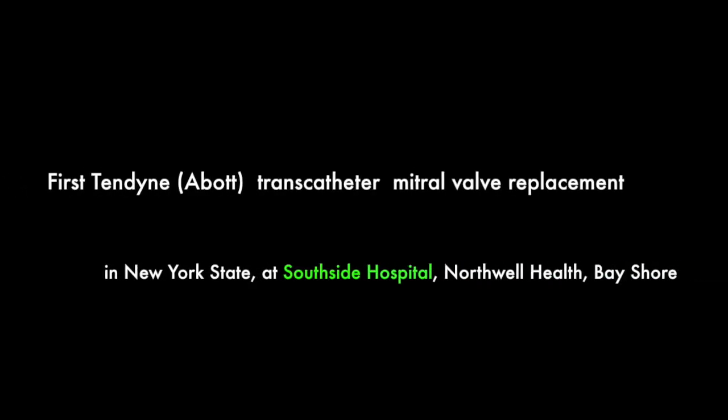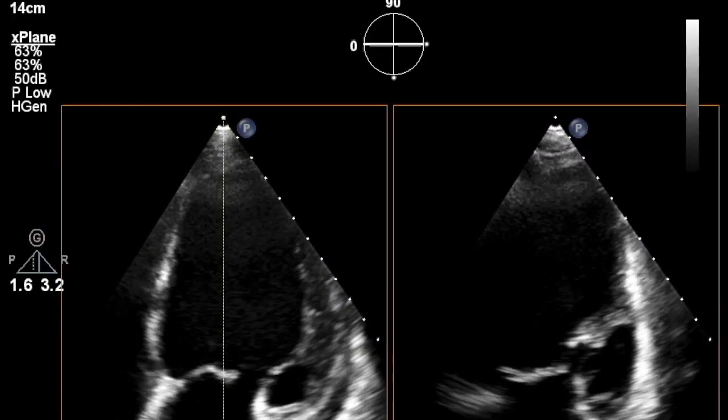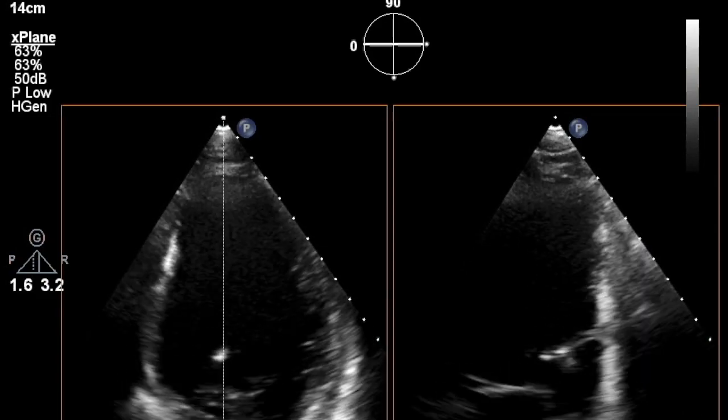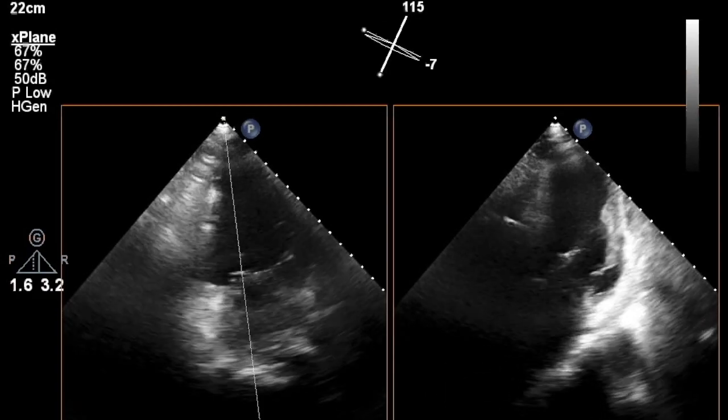This video describes the first Tendyne transcatheter mitral valve replacement done in New York State at Southside Hospital, Northwell Health in Bayshore, New York. The procedure is a part of the SUMMIT clinical trial.